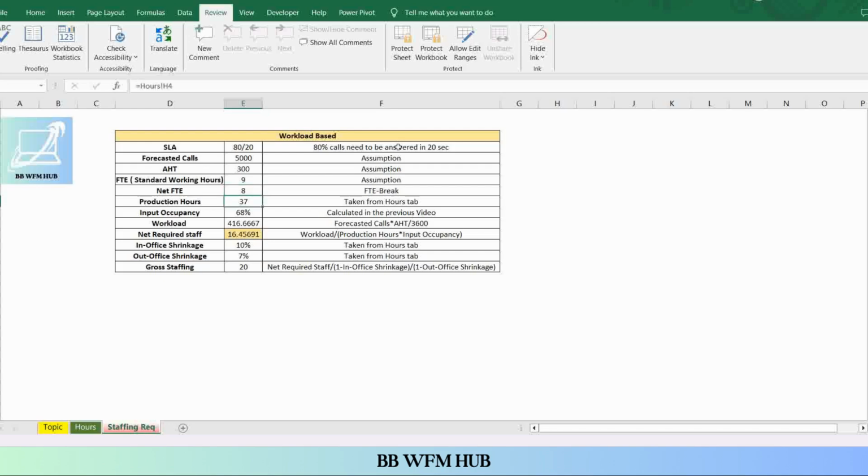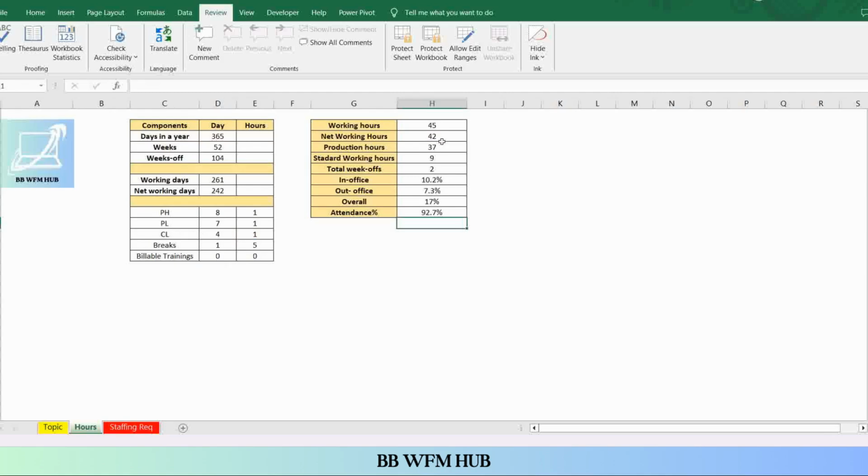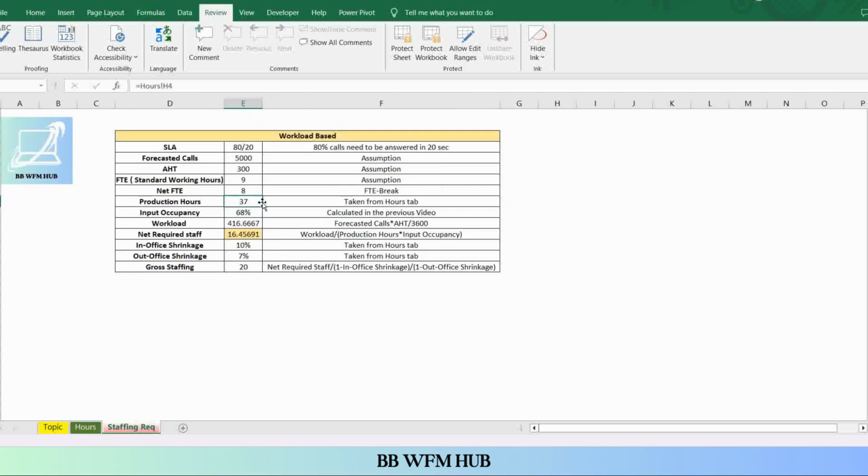Production hours, I'm taking from my hour sheet, that is from here. Production hours is 37. And now input occupancy is 68% here, because in the last video we have learned the concept of occupancy, how we are projecting the occupancy in the model occupancy video. I'm going to provide you the link in the description. Please click the link and watch my last video as well.